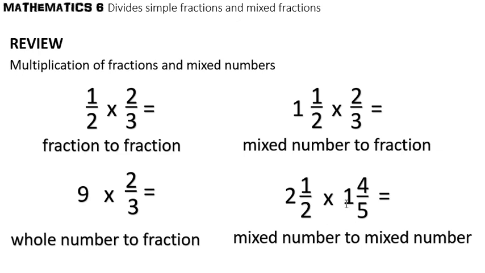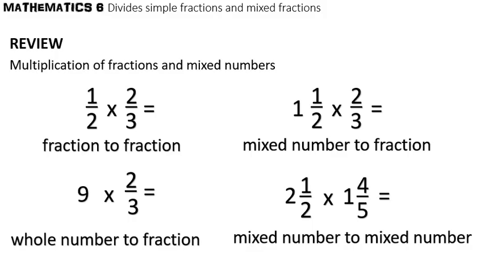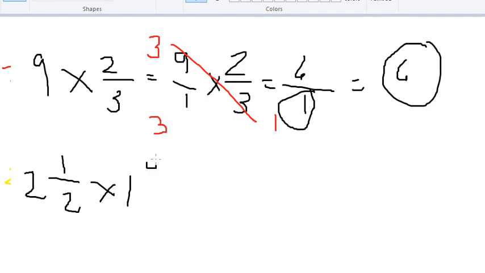2 and 1/2 times 1 and 4/5. So, para ma-multiply natin to, ang pinakaunang rule, katulad na nabanggit natin kanina, always convert it into improper fractions muna. So, unahin natin, pa-circle na ganyan, semicircle. 2 times 2 is equals to 4, plus 1 is equals to 5.